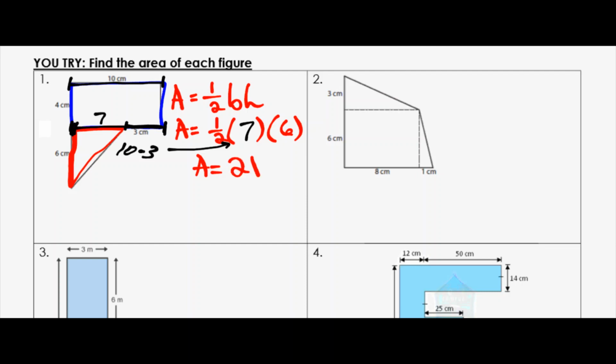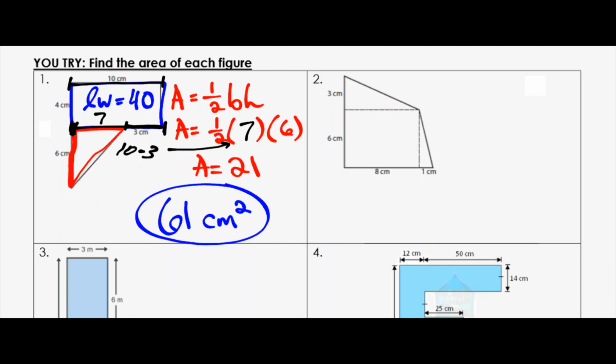The area of the rectangle is a little bit easier. That's just length times width, which here is 4. I put those back together for a total area of 61 centimeters squared.